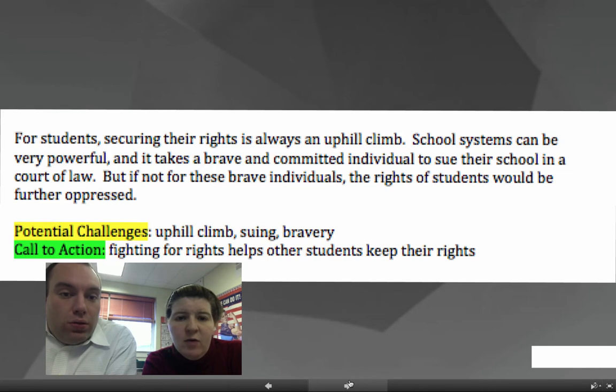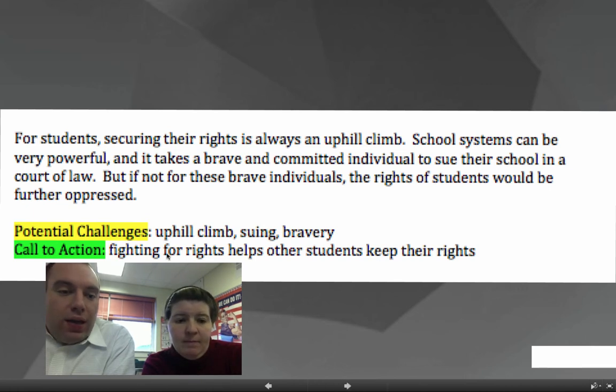For students, securing their rights is always an uphill climb. School systems can be very powerful, and it takes a brave and committed individual to sue their school in a court of law. But if not for these brave individuals, the rights of students would be further oppressed. So the potential challenge is it's an uphill climb. Suing, you have to be brave. So we're talking about, you see something go wrong in school and you think you could sue the school system over a violation that happened. It's an uphill battle. It's hard to do, but individuals who do those things make a change.